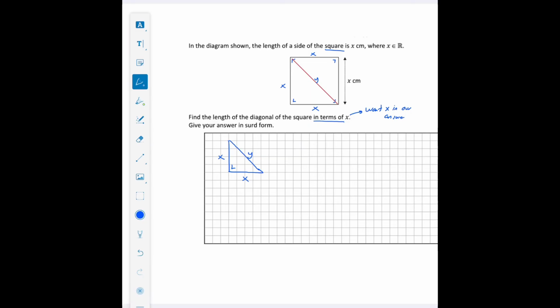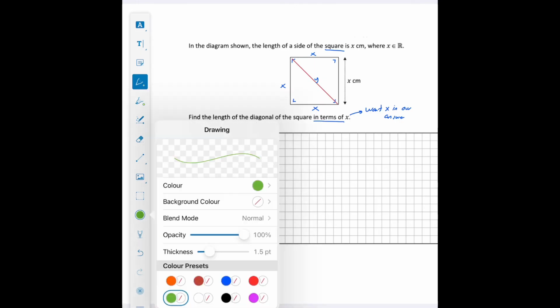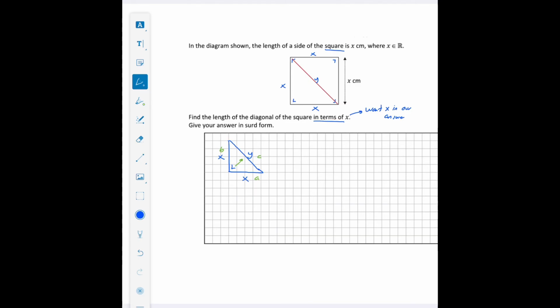Okay, now when I look at this, I have a right angle triangle. I don't know anything about an angle. So when I have a right angle triangle and I don't know anything about the angle, my only other option then is Pythagoras. So we'll label our sides. This is opposite the right angle, so that must be my C, that must be my A, and that must be my B. I'm just going to fill in my formula.